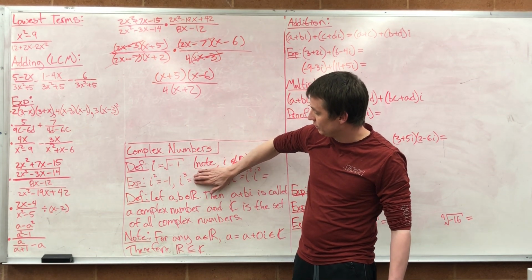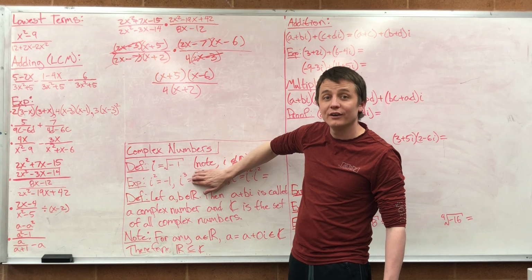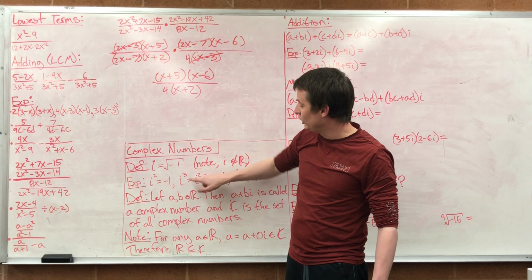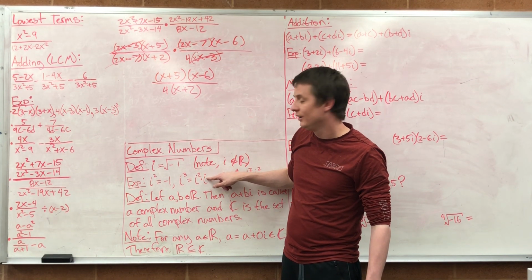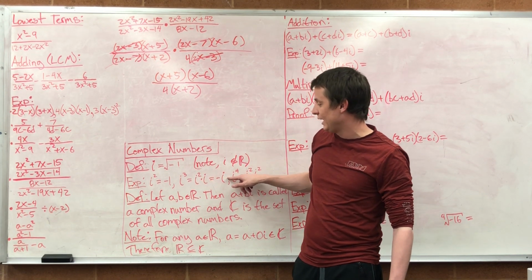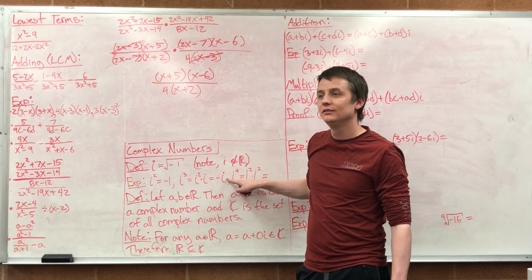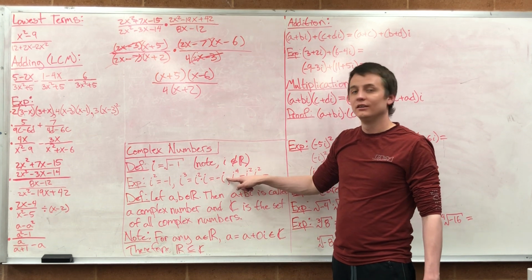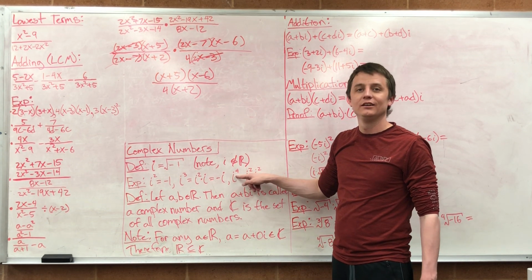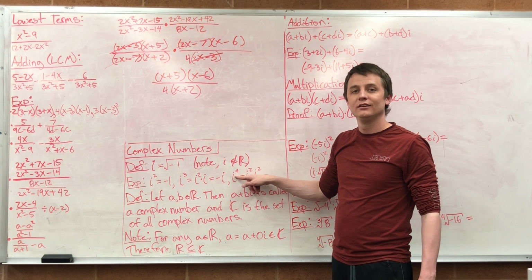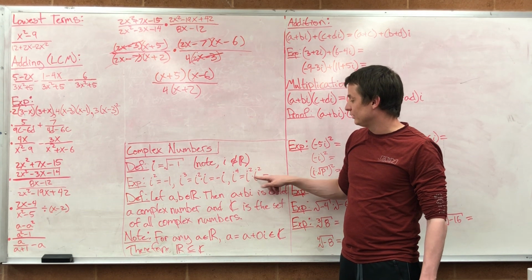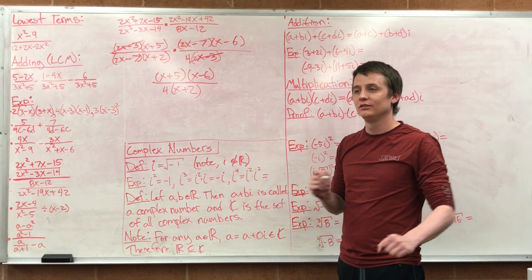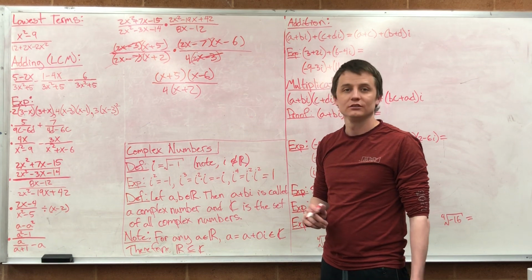What's i cubed? Negative i. Well, think about it. i cubed is the same thing as i squared times i. i squared is negative 1, so we get negative 1i, or negative i. Make sense? Alright, what's i to the 4? Is it just 1? Well, we can rewrite that as i squared times i squared, which is negative 1 times negative 1, which is 1. Good?